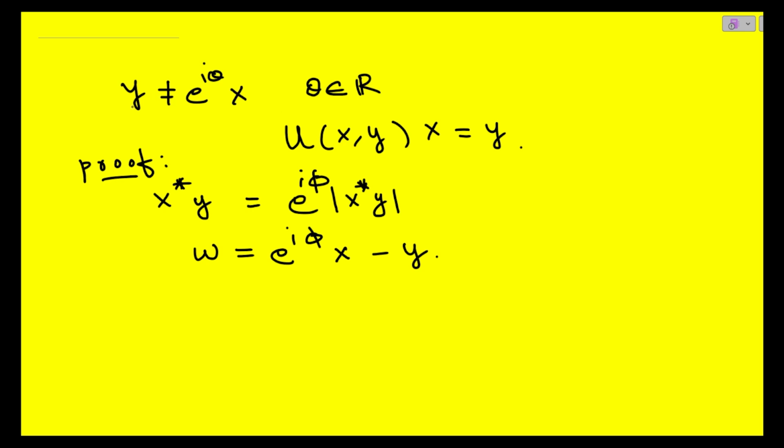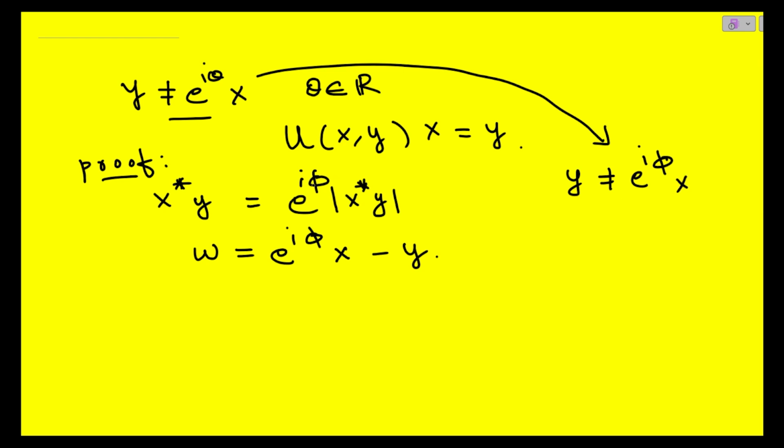So remember, we started off by saying that y is not equal to e to the power i theta x, and so this implies that y is also not equal to e to the power i phi x, for this particular phi here. Phi is a real number. So this is the case. So you can write omega, or w, as e to the power i phi x minus y.